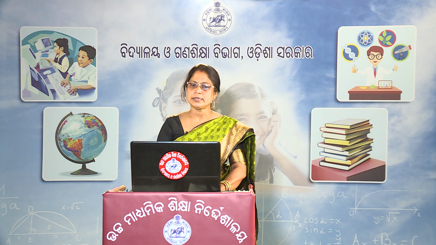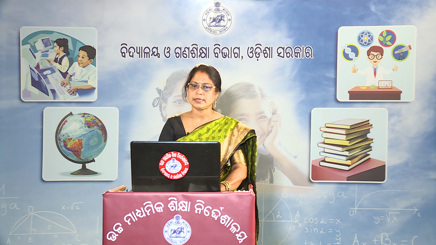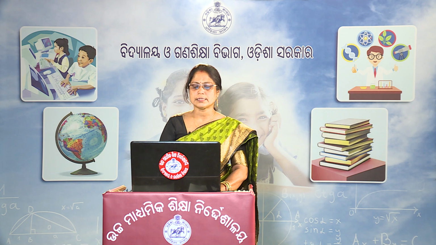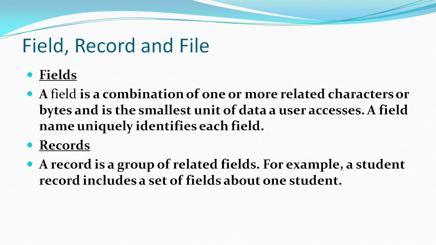We specify each attribute in a relation or in a table with the help of a field. Each column in a table is known as a field, and each field contains one type of data, while a collection of fields together is known as a record. That means a record is a group of related fields. For example, a student record includes a set of fields about one student.